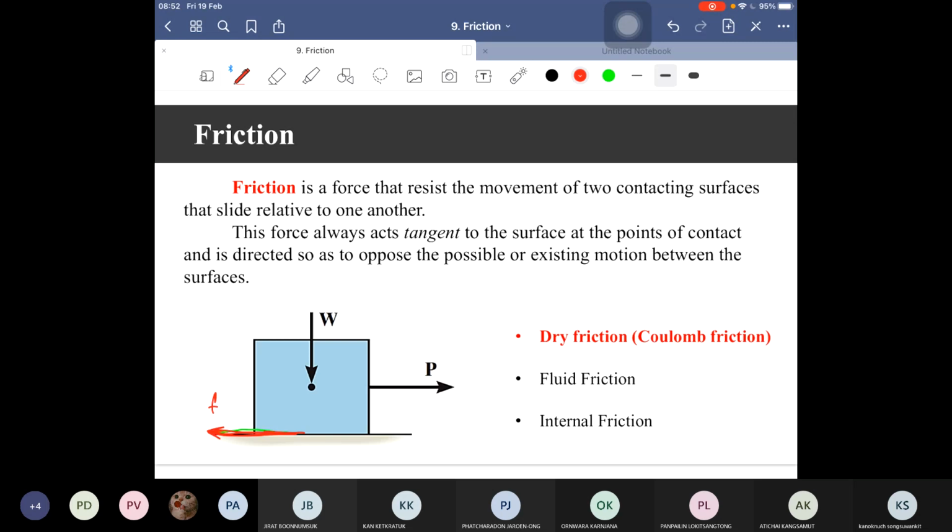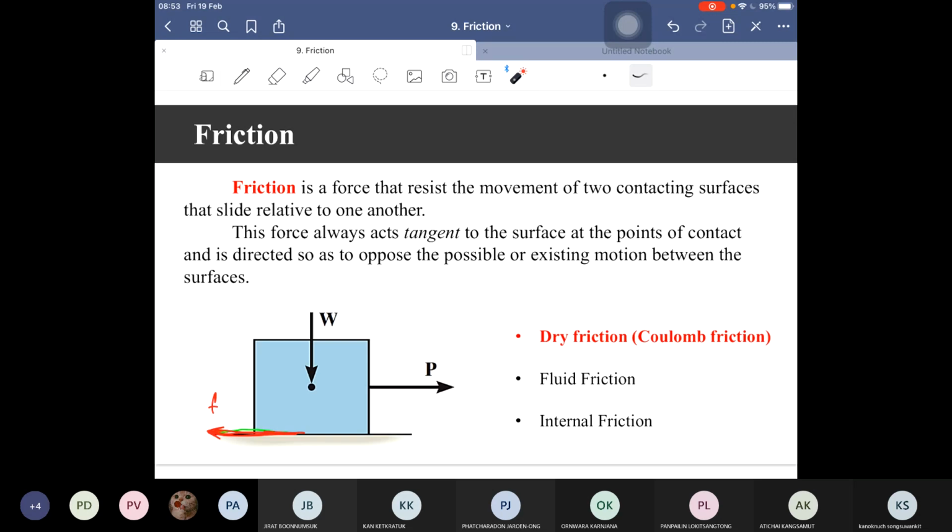So in this chapter, we will study the effect of dry friction, sometimes called Coulomb friction, named after the physicist who studied this characteristic. Dry friction occurs between two contacting body surfaces without any liquid, because sometimes in mechanical parts we have to use lubrication oil to make the surface smoother.